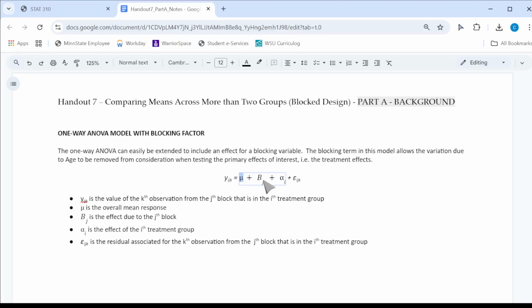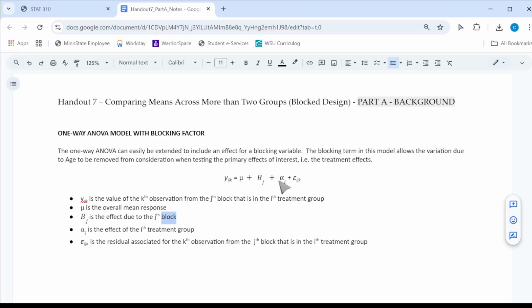This B, and we're using the subscript J there, denotes the different effects due to the blocks. So here, that is going to be the young individuals, the middle-aged individuals, and the older individuals. So I'm going to have 3 blocks in this particular design.